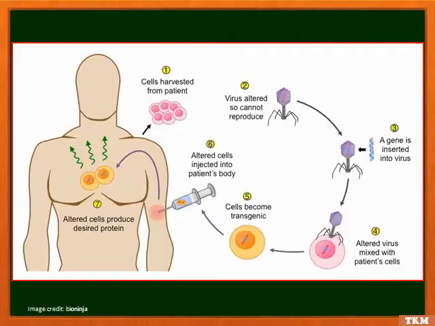Let's take a quick review of what happens in gene therapy. The cells are harvested from the patient and the virus is altered so that it does not reproduce once it is injected inside the human body. A gene is inserted into the virus. The altered virus is mixed with patient cells. These cells are called transgenic cells. The altered cells are injected into the patient's body, and then these altered cells produce the desired protein. This is called gene therapy.